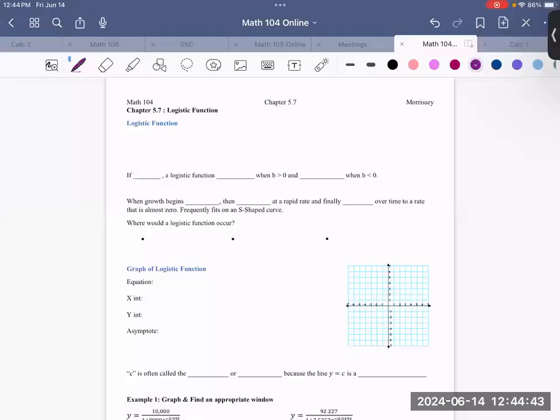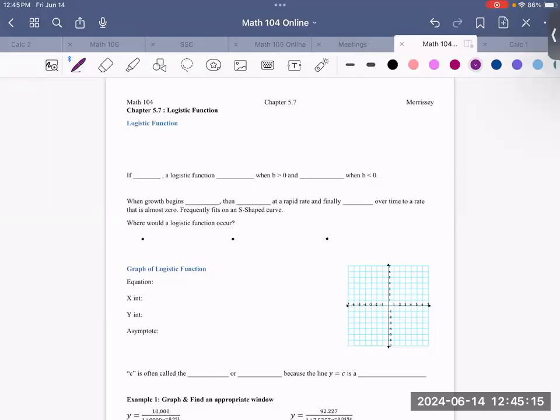Welcome to Math 104, Chapter 5.7, where we talk about logistic functions. If you are not familiar with them, they're going to look a little bit different than the previous ones that we have seen. When we go to do our projects, do not forget to compare your answers or your graph to logistic functions, because it does matter as far as what our best fit might come out to be.